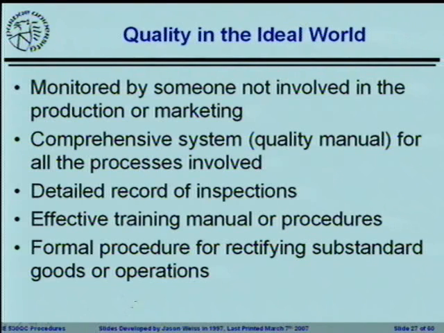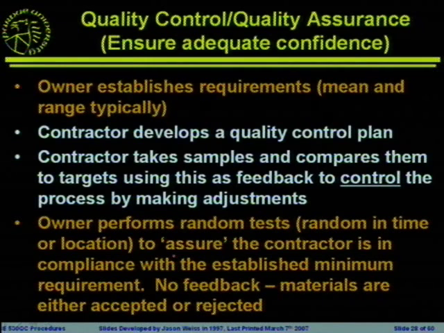Comprehensive system. Most of the companies that'll be looking at this will have something like a quality manual, what they do, how they monitor their processes. That is something that can really help, and we'll talk a little bit more about that towards the end. Again, the quality in an ideal world, you'll have detailed records of what's going on. You'll have training manuals, or you'll be able to say how everyone is trained. And then you'll have formal procedures for how you deal with goods that didn't meet up to satisfaction.